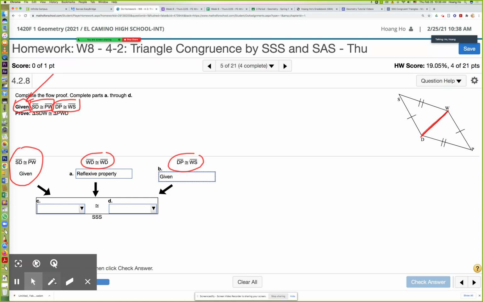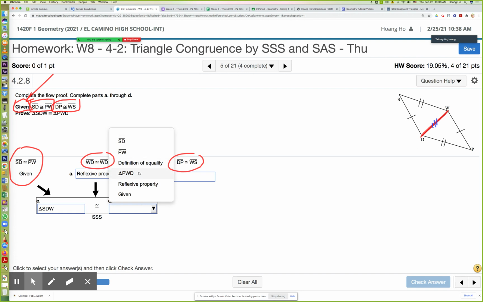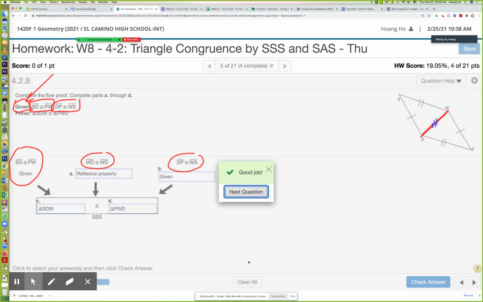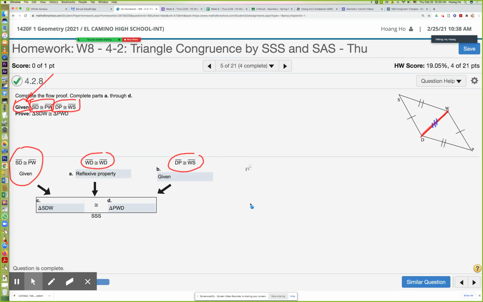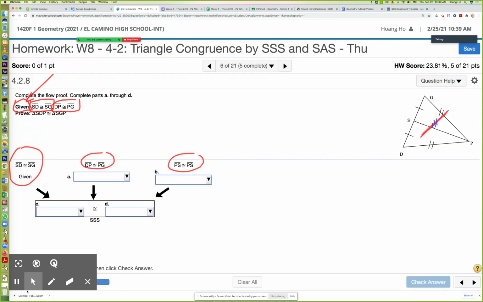Now, can we conclude these two triangles are congruent by side, side, side? Yes, side, side, side. So you have only one choice for the name of the triangle, so you should click on that. They're easier on you on this. Question number 6, very similar. Question number 6, same thing over here.